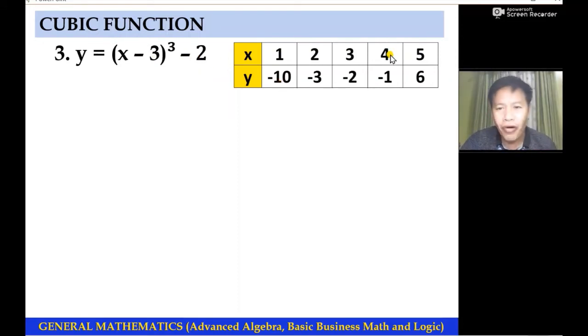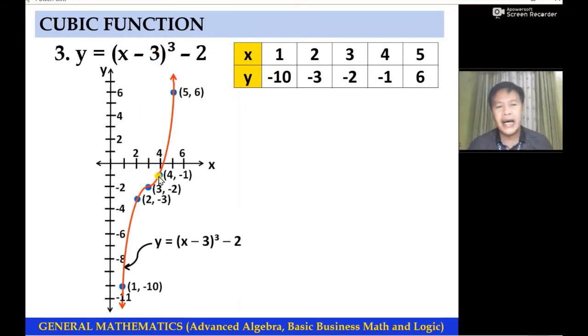If x is equal to 4, 4 minus 3 is 1. 1 raised to 3 is 1. 1 minus 2 is negative 1. If x is equal to 5, 5 minus 3 is 2. 2 raised to 3 is 8. 8 minus 2 is 6. And this is the graph. So how are we going to plot the points? We will start from the point of symmetry.